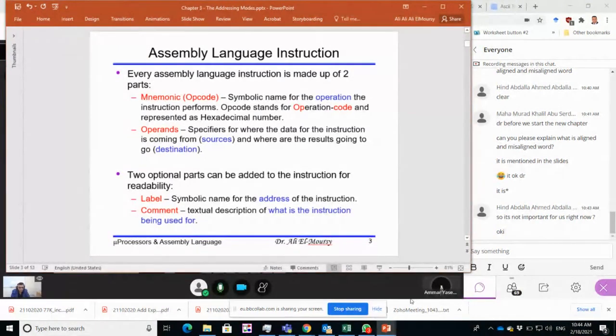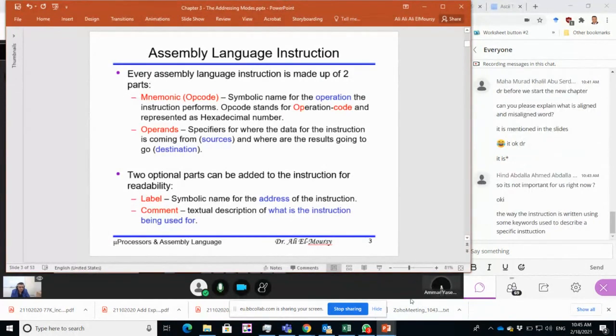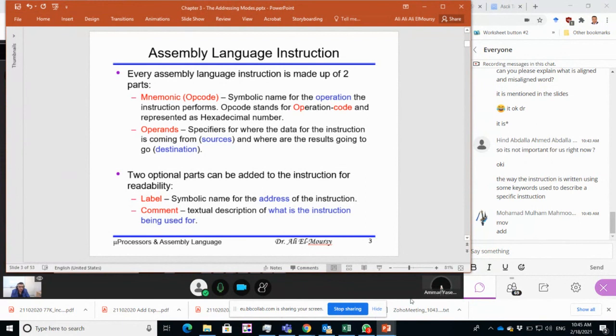The opcode or the mnemonic. The mnemonic is what you are writing in assembly language, in English. The mnemonic is 3 letters that represent the instruction. So for add, I will use ADD. For moving data, I will use MOV.